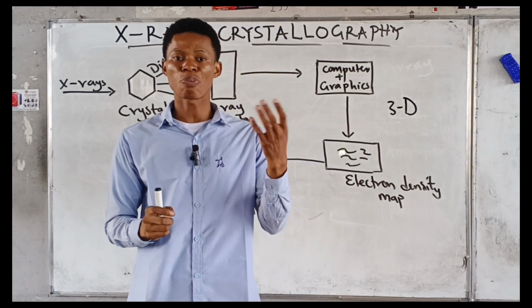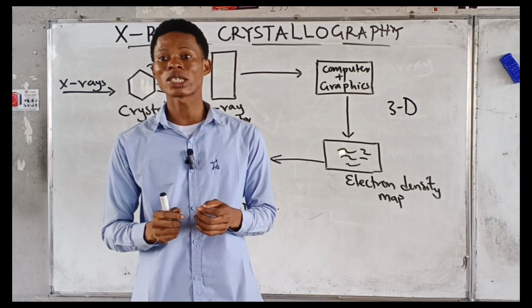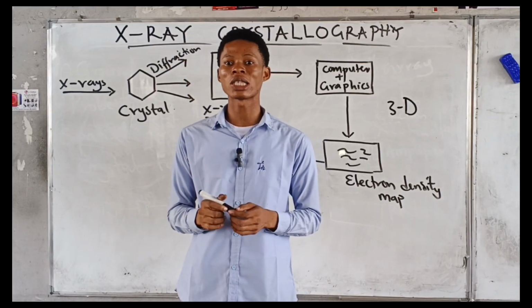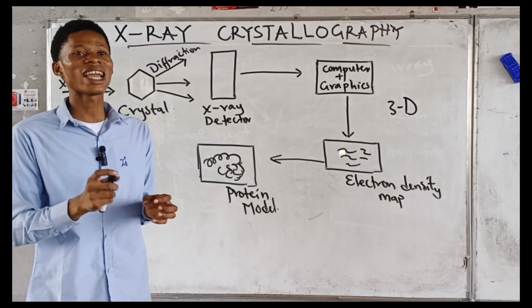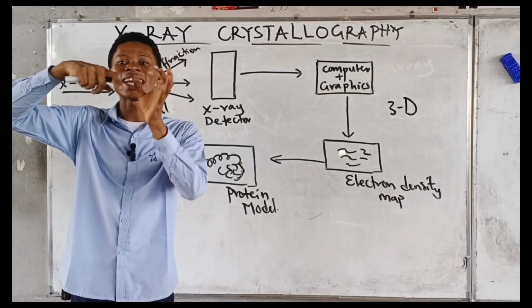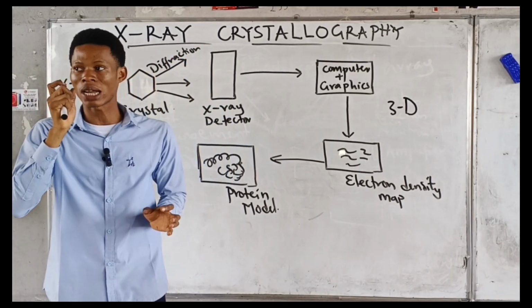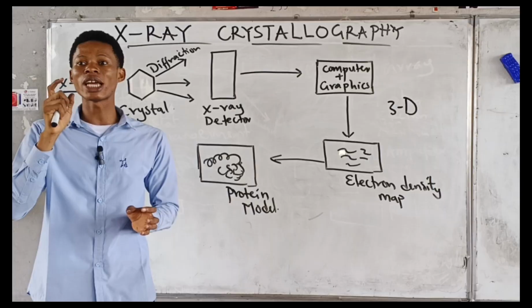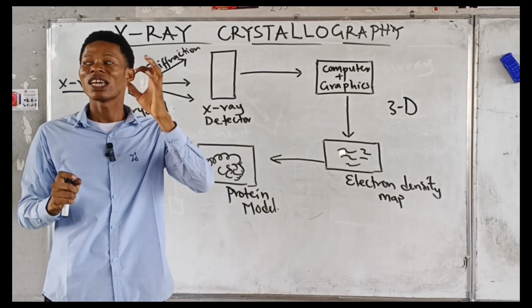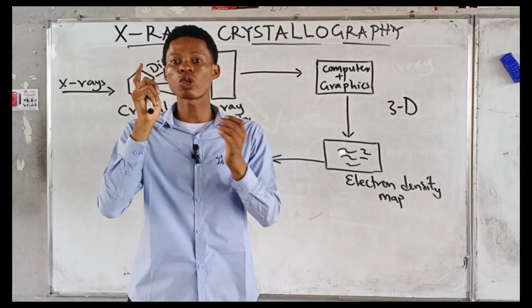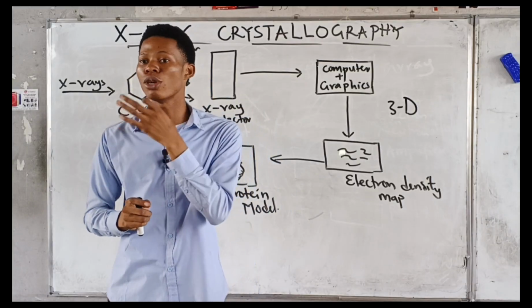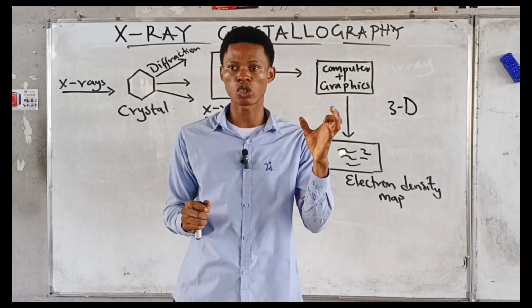Now, what is the principle here? X-ray crystallography works based on the principle that when X-rays pass through a crystal, the X-ray interacts with the electrons surrounding that crystal. And as they interact with the electrons surrounding the crystal, the X-ray is diffracted into a specific pattern that can be used to determine the three-dimensional structure.